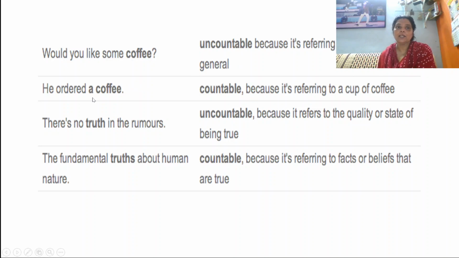But if I say he ordered a coffee, here it is a coffee. So it is a particular coffee. So here the article a is put over here. So that's why it is countable. There is no truth in the rumors. It is uncountable. The fundamental truths. Here truths will be countable because it is in the plural form. Understood? When a noun has singular and plural form, it is called countable. And when the noun has no such form, that is only a single form, that is uncountable.